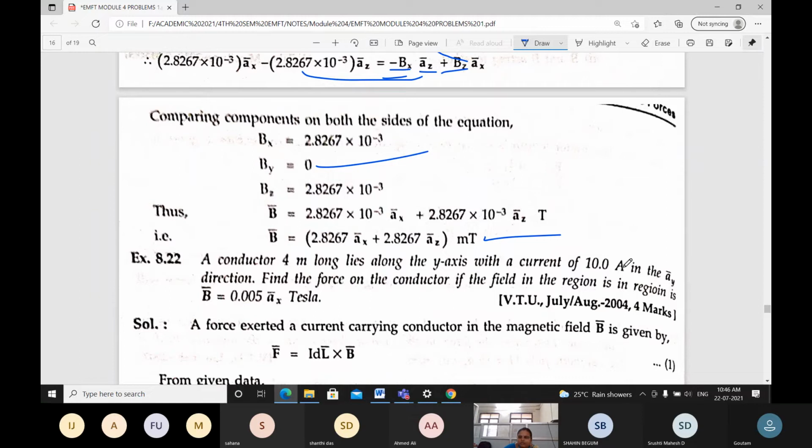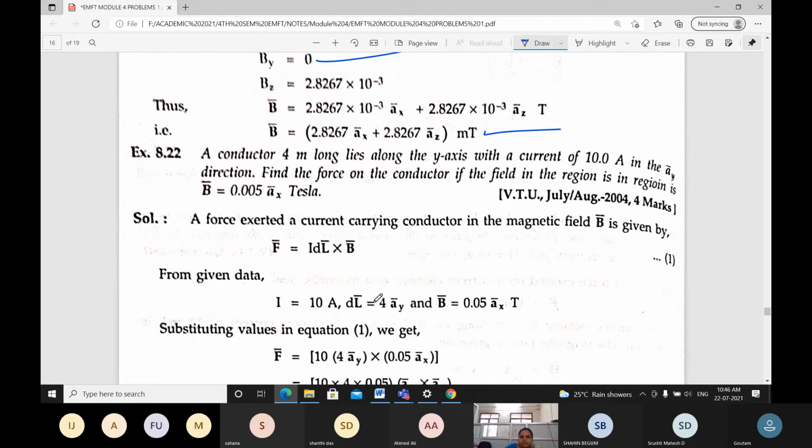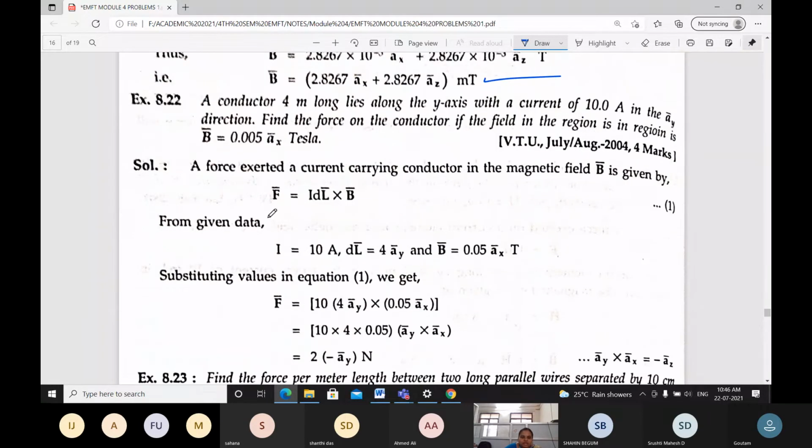The next problem is of a conductor 4 meters long lying along the y-axis with a current of 10 amps in the AY direction. Find the force on the conductor if the field in the region is given as B equals 0.005 AX Tesla. The force exerted on this current carrying conductor in the magnetic field B is given as F equals I dl cross B. The given data are I is 10 amps, dl is 4 meters, B is already given, just substitute in the equation, that's it.